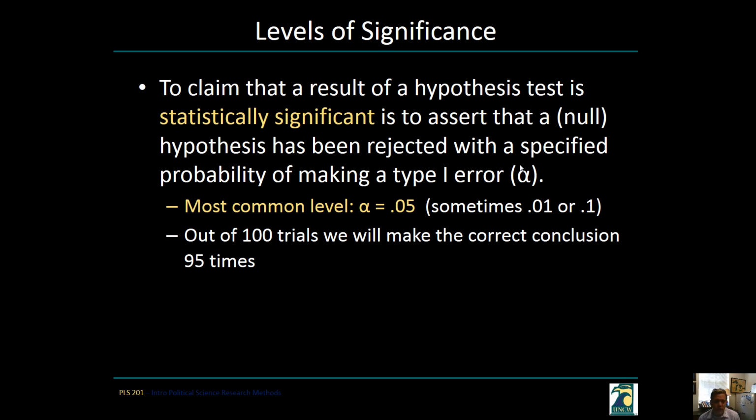And again, like we talked about last time, out of 100 trials that we make, we would make the correct conclusion 95% of the time. If we're wrong 5% of the time, well, we're right 95% of the time. So you really have to think about what level of error you are willing to live with. And in class I talk about it, it really sort of depends.